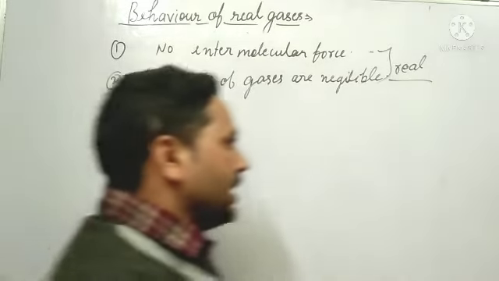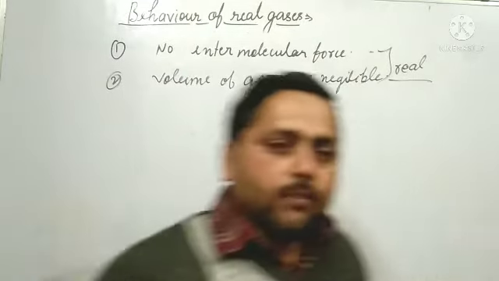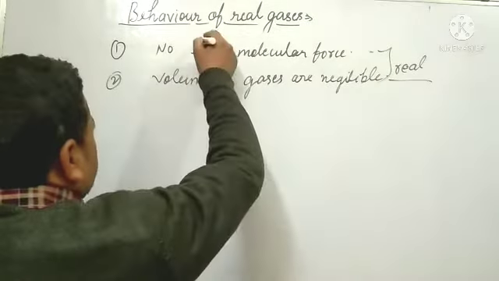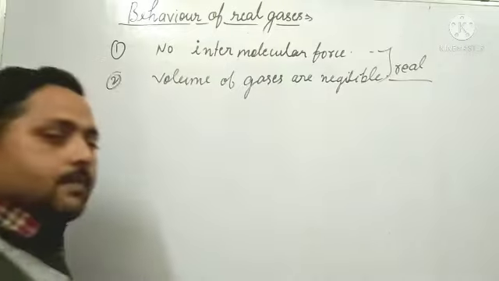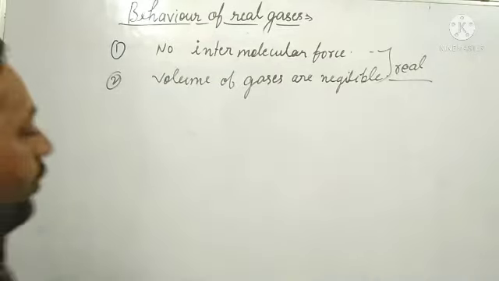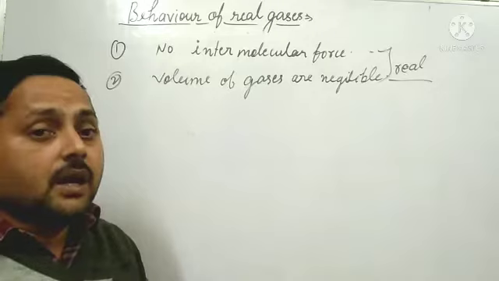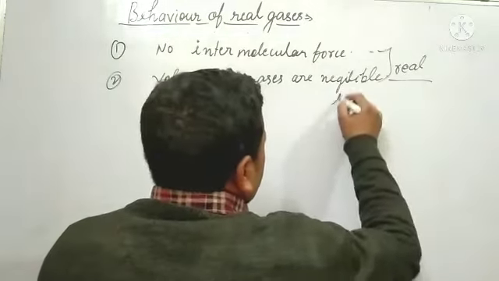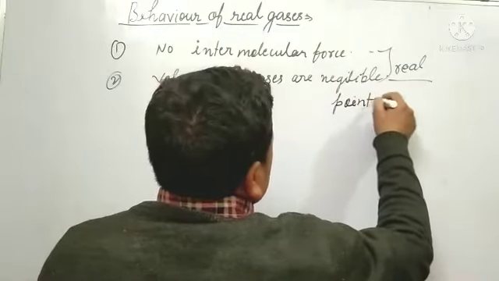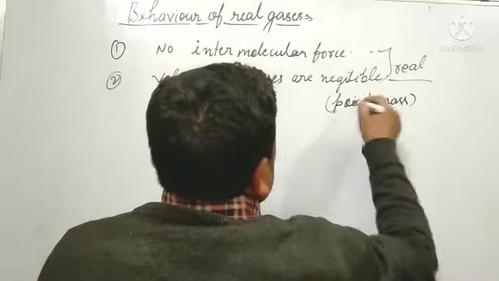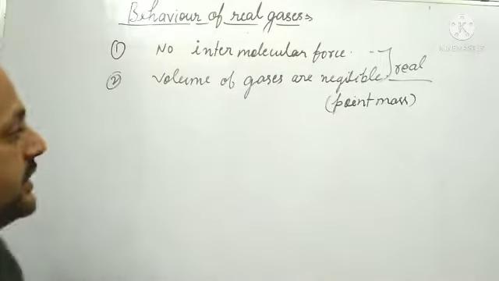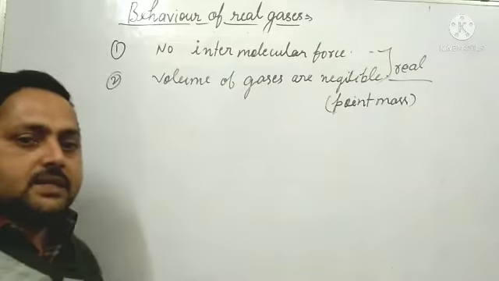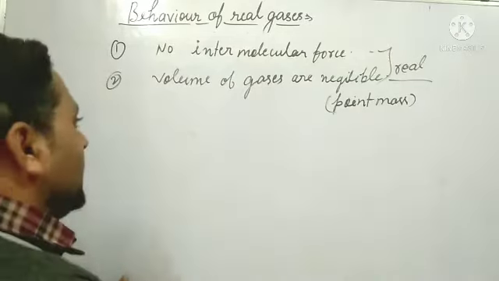So what is required here? In actual fact, real gases have intermolecular forces, and the volume of the gases cannot be taken as zero or as a point mass. Volume was taken as a point mass, meaning negligible. So considering these two concepts, we need to make two corrections in the ideal gas equation.